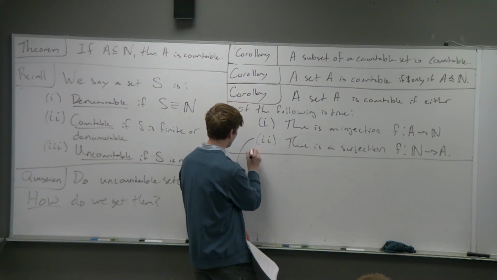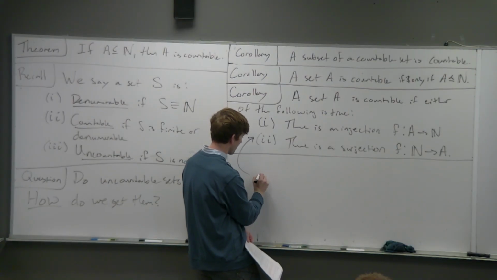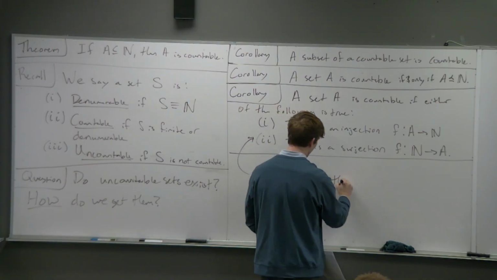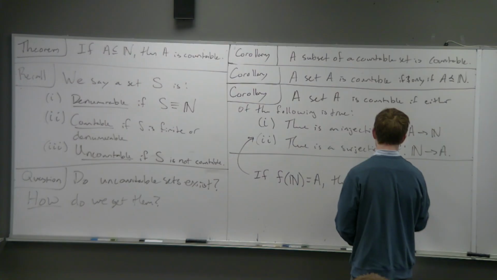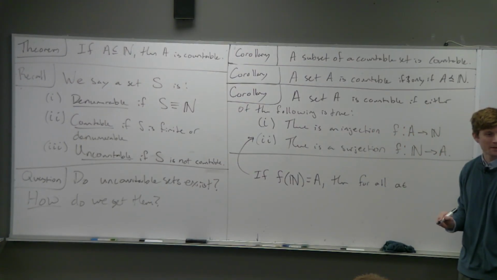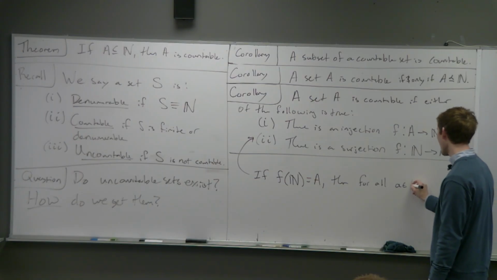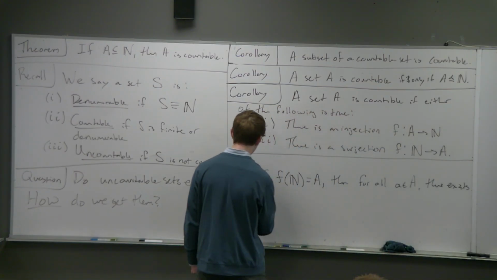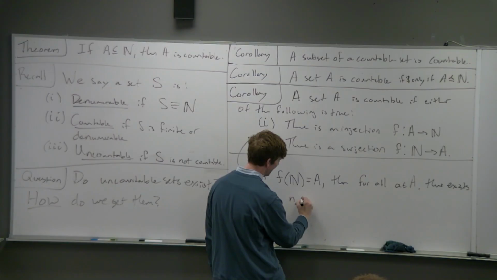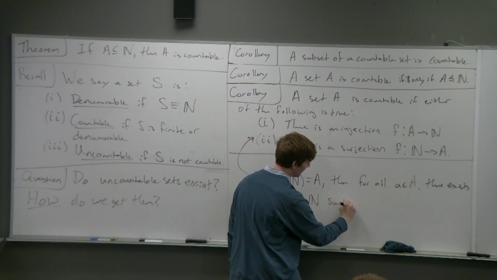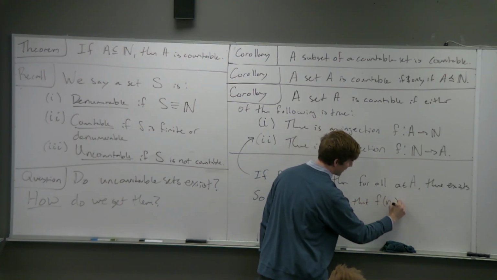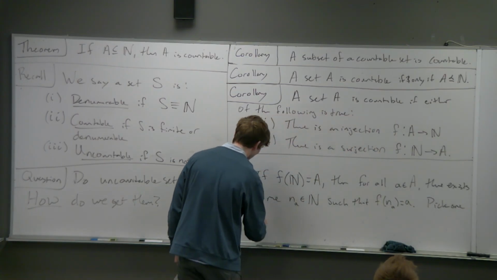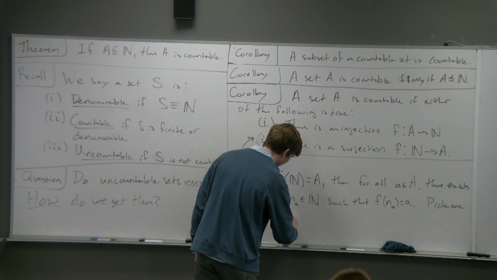Here, this is the kind of idea. If f of N is A, that is, the image of the naturals is all of A, then for all a in A, there exists some n_a in N such that f of n_a is equal to a. Pick one for each little a in big A.